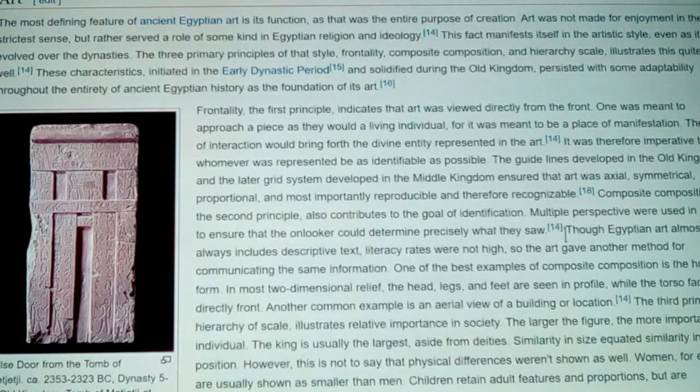Composite composition, the second principle, also contributes to the goal of identification. Multiple perspectives were used to ensure that the onlooker could determine precisely what they saw. Though Egyptian art almost always includes descriptive texts along with it, literacy rates were not that high, so the art gave another method of communicating the same information.